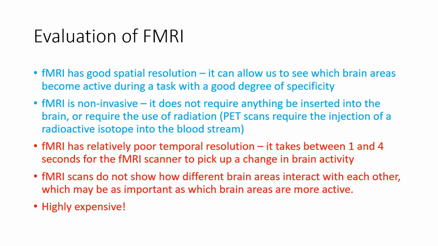However, fMRI is relatively poor in terms of its temporal resolution. It takes about 1 to 4 seconds before the fMRI scanner can actually pick up that change in brain activity. They also don't show how different brain areas interact with one another. It may be just as important to say that your frontal lobe is communicating with, say, your amygdala, as it is to say that those parts of the brain are active. So it doesn't show us the interactions between parts of the brain at all.